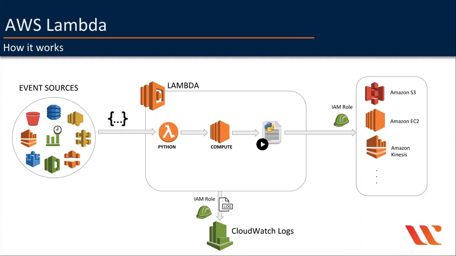So the main advantage of doing this is that you can trigger thousands of Lambda functions at once without worrying about the scaling infrastructure. AWS will automatically provision the infrastructure for you. All you need to worry about is your code and its logic.